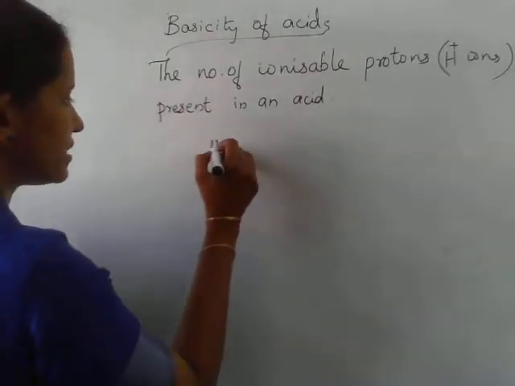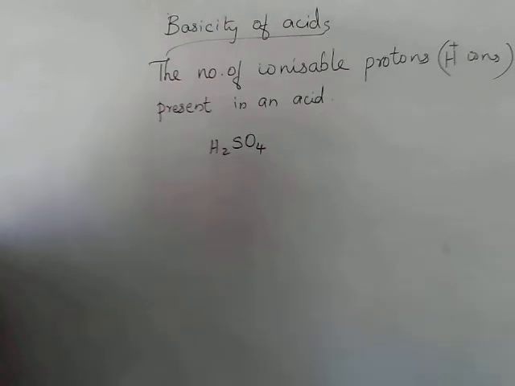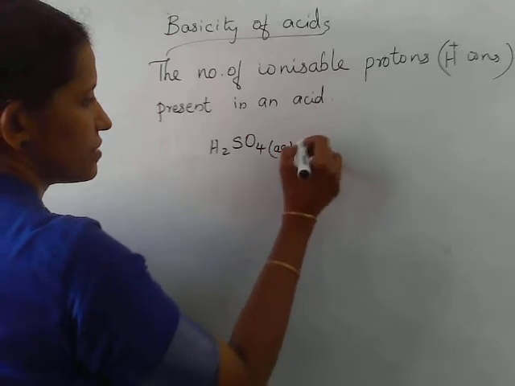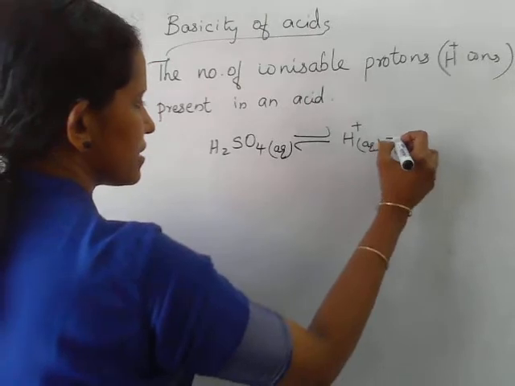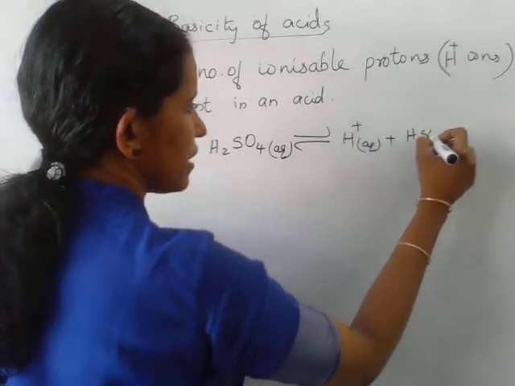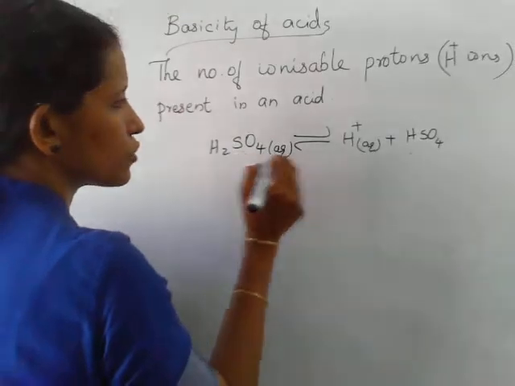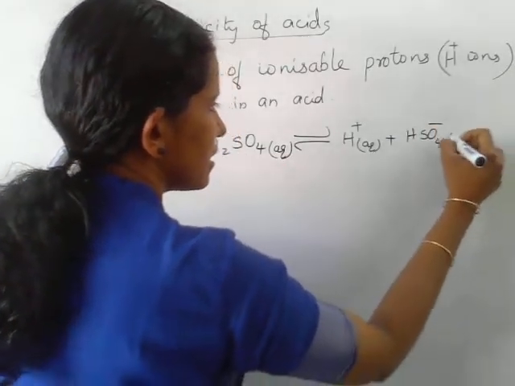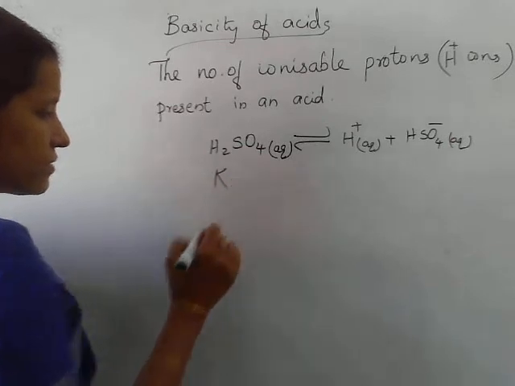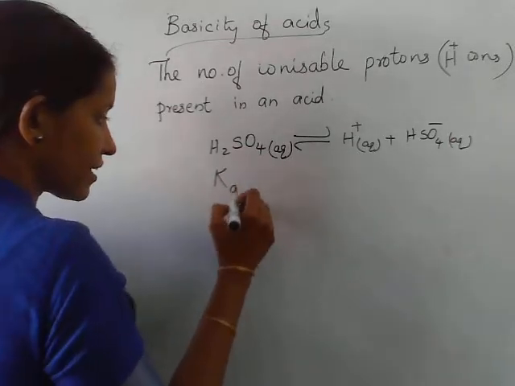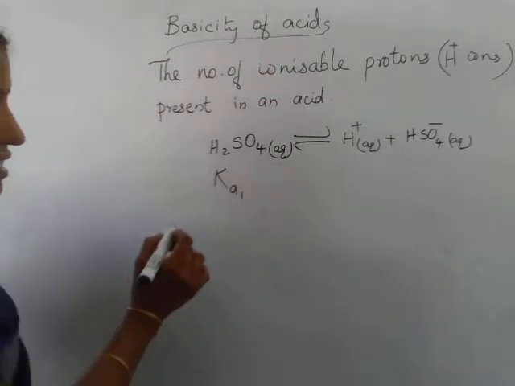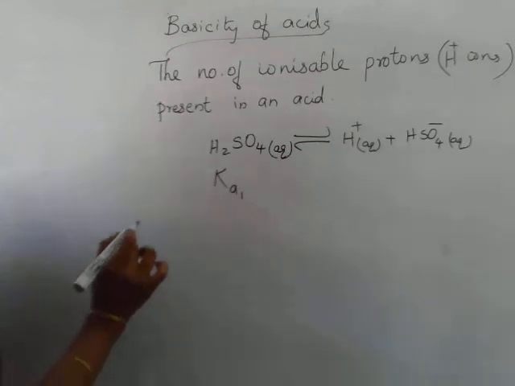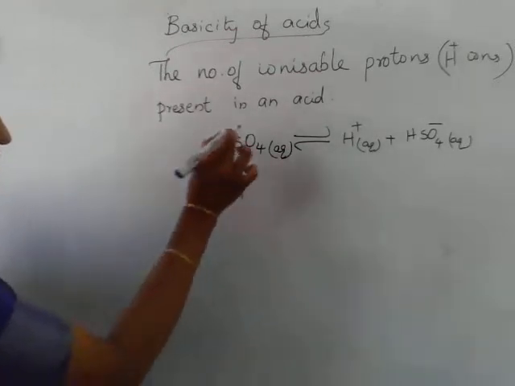Consider an example, a polybasic acid H2SO4. It contains 2 hydrogen atoms. It can produce 2 H plus ions. Sulfuric acid ionizes to give an H plus ion plus HSO4 minus. After the removal of 1 H plus, it would become HSO4 minus. The equilibrium constant for this reaction can be written as Ka. This is denoted as Ka1, that is first acid dissociation constant or first ionization constant of the acid.